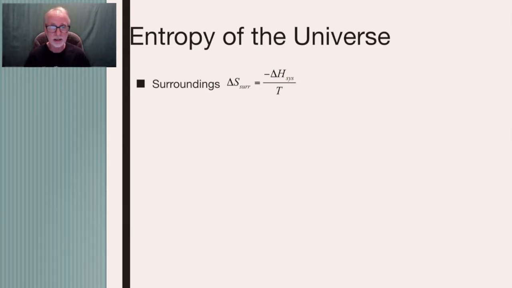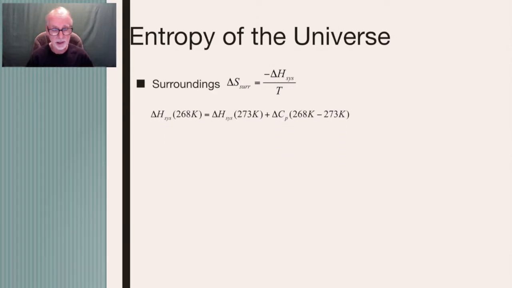We're going to calculate the enthalpy change at 268 based on what we know at 273. Okay, and so we know the value at 273 is 6,008, or negative 6,008 since it's exothermic. It's negative 6,008 joules per mole. And so that's what we would have here.